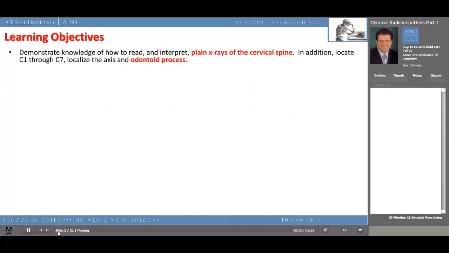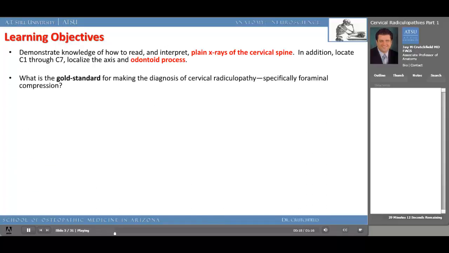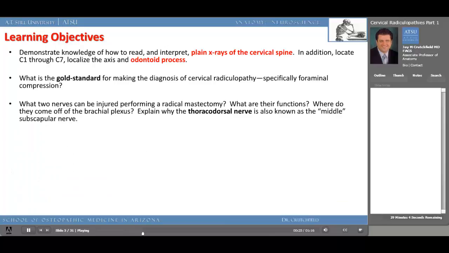Continuing with the learning objectives, you'll be able to demonstrate knowledge of how to read and interpret plain x-rays of the cervical spine. In addition, locate C1 through C7 and localize the axis and the odontoid process. What is the gold standard for making the diagnosis of cervical radiculopathy, specifically the foraminal compression? What two nerves can be injured performing a radical mastectomy? What are their functions? Where do they come off the brachial plexus? Explain why the thoracodorsal nerve is also known as the, quote, middle subscapular nerve.